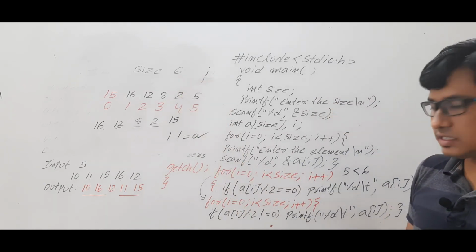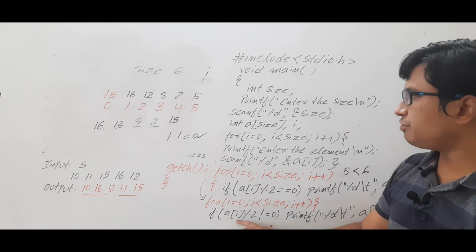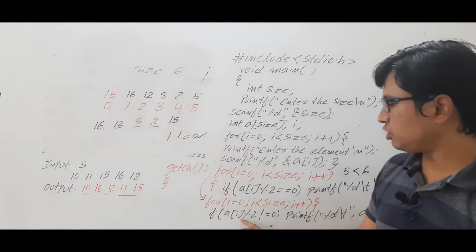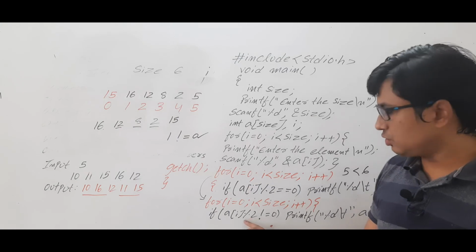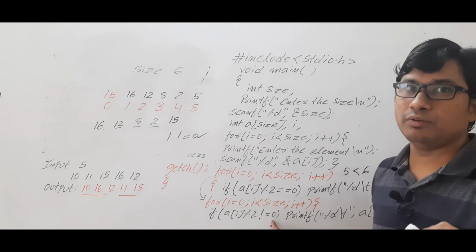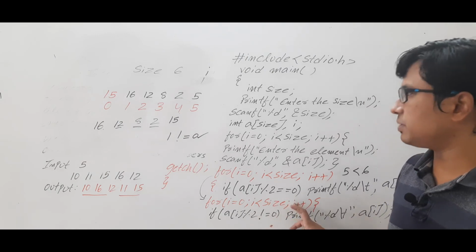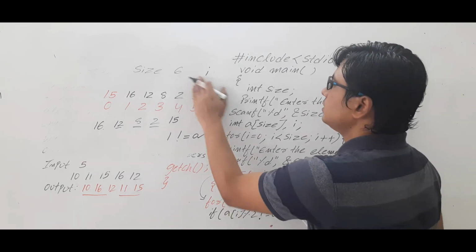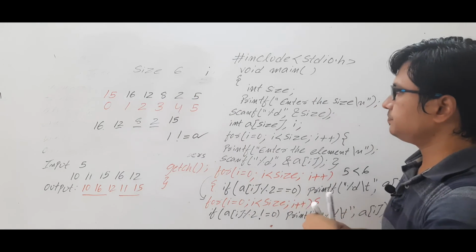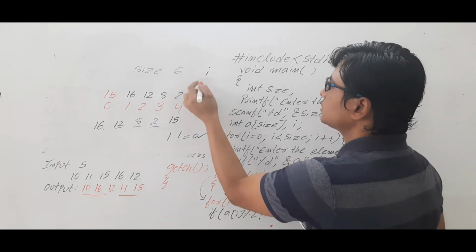1 is less than 6. The condition is true. But A of 1 is 16. 16 modulus 2, you will get 0. 0 is not equal to 0, they are saying. But however, in reality, 0 is equal to 0. So this condition is false. I plus plus. I value will become 2. Is it clear? I value becomes 2.